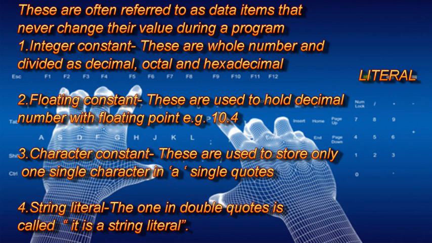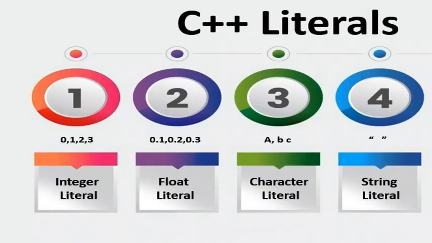Then we have floating point constants. Floating point constants can include a decimal point in them, unlike integer constants. Next we have character constants. A character that is recorded only in single quotes is known as a character constant. String literal is basically one which has double quotes, where we are defining a whole string.